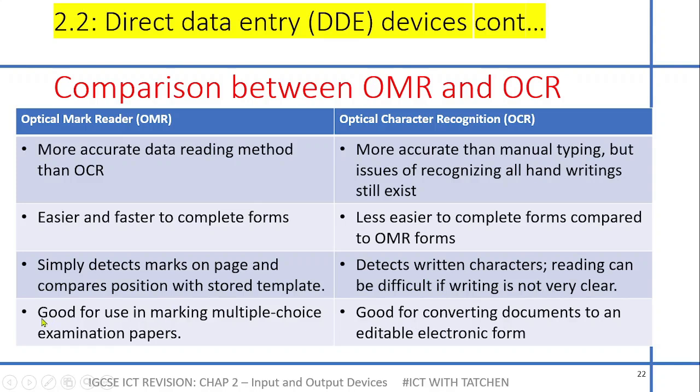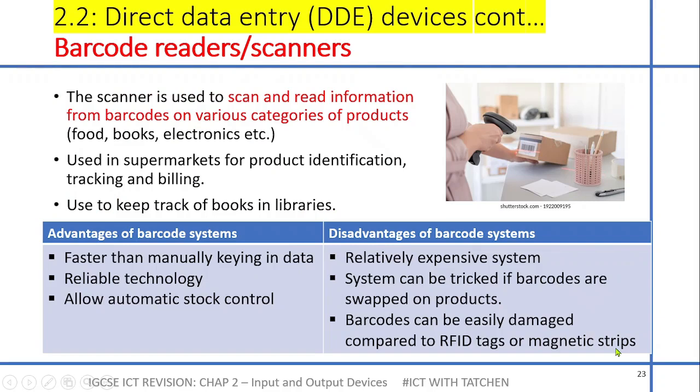Now the OMR is good for use in marking multiple choice examination papers, whereas the OCR is good for converting a document to an editable electronic form. So basically, these are just some points you can use to compare these two devices if you are asked to.